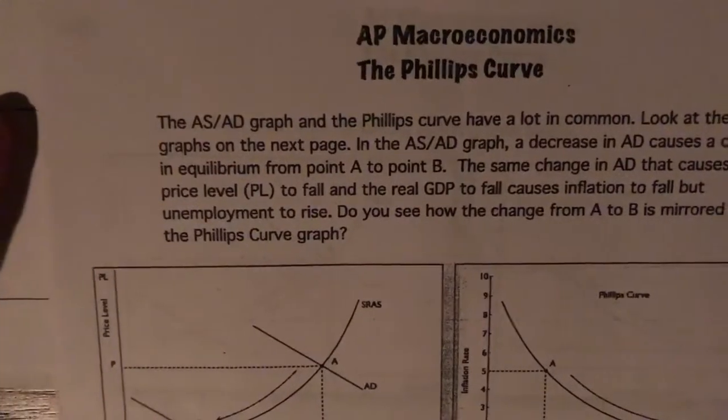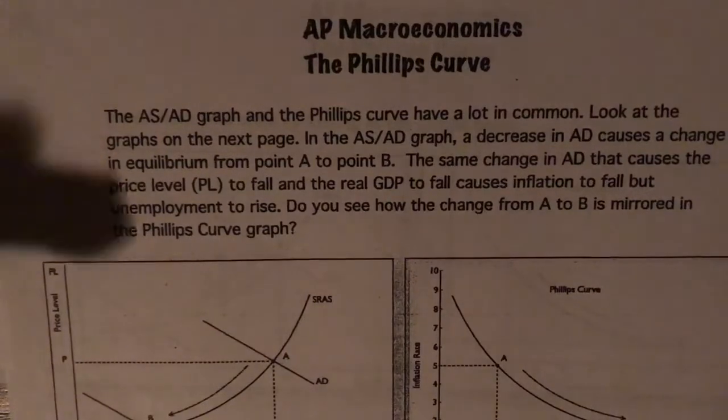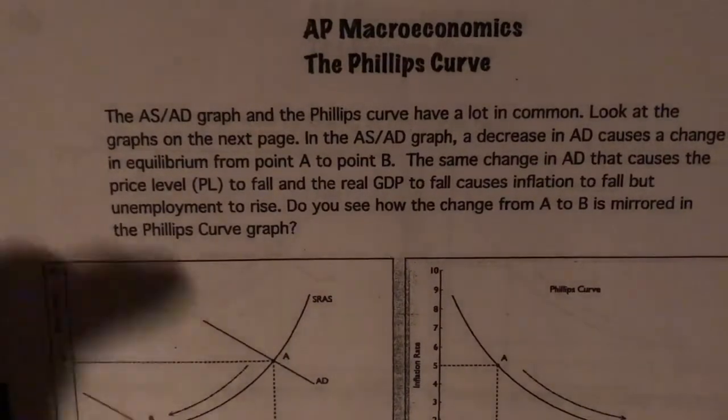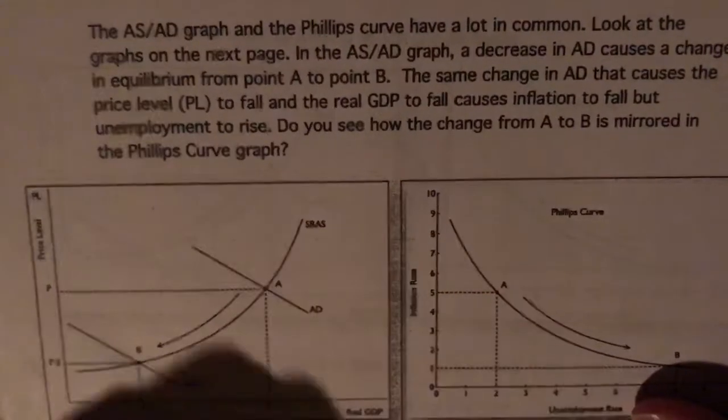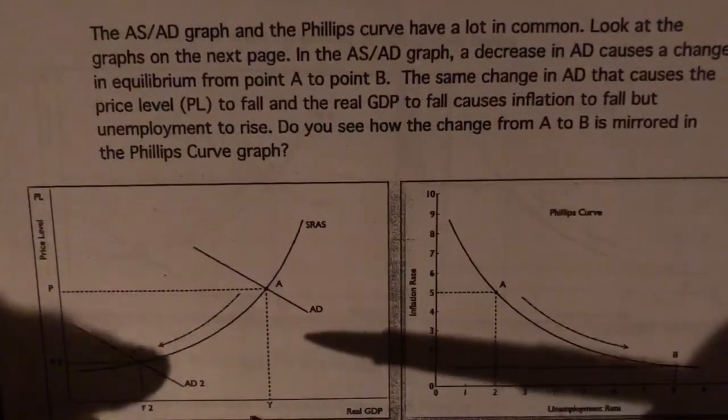Okay, so what we're going to be looking at is the aggregate supply and aggregate demand graph and the Phillips curve. And we're going to compare them. They have a lot in common. So we're going to look at the graphs on this page right here. I say the next page. What am I thinking? It's all on the same page.